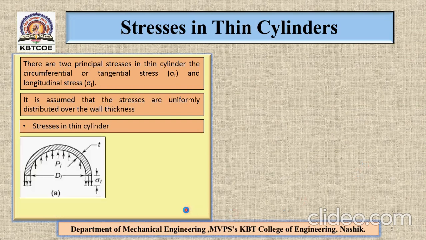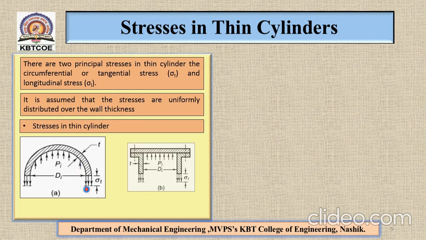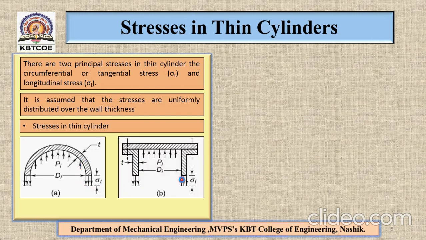The stresses in thin cylinder. Now see the diagram A. It consists of the half portion of the cylinder, Pi, that is the inside pressure, Di, inside diameter of the cylinder, sigma T, that is the circumferential or tangential stress, T, that is the cylinder wall thickness. So diagram B, it consists of this Pi, that is the inside pressure, then Di, diameter of the cylinder, and sigma L, that is called the longitudinal stress. So it is acting along the axis of the cylinder, and T, that is the wall thickness.